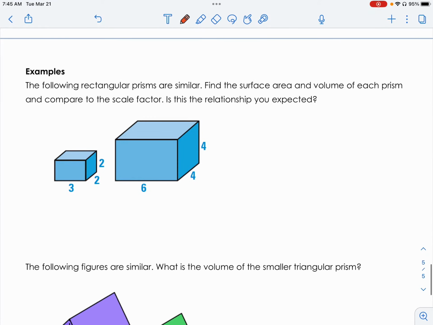Okay, our final two problems of the day. We're given two rectangular prisms that are similar. Find the surface area and the volume of each prism and then compare the scale factor. Is this the relationship you expected? Stay tuned to find out.